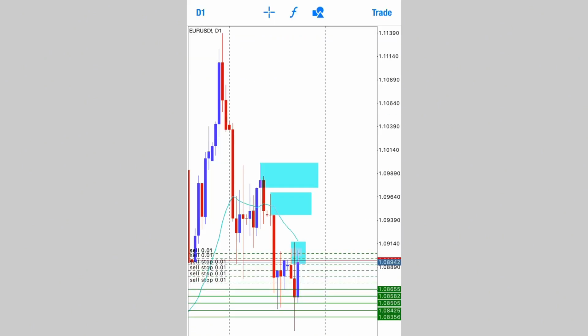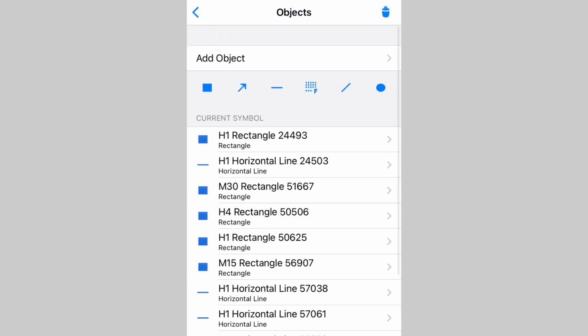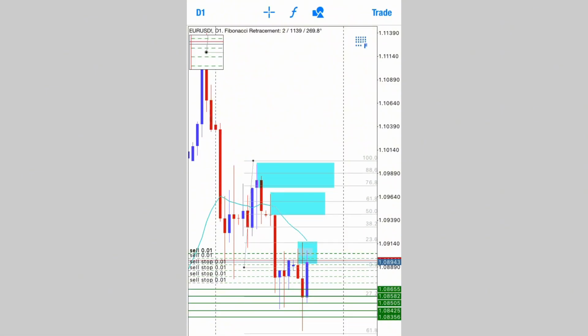So let me show you. Once you do that, you can see our markup. I have 1, 2 and 3 zones right away. The next thing is to use your Fibonacci tool and draw it from the daily high to the daily low.